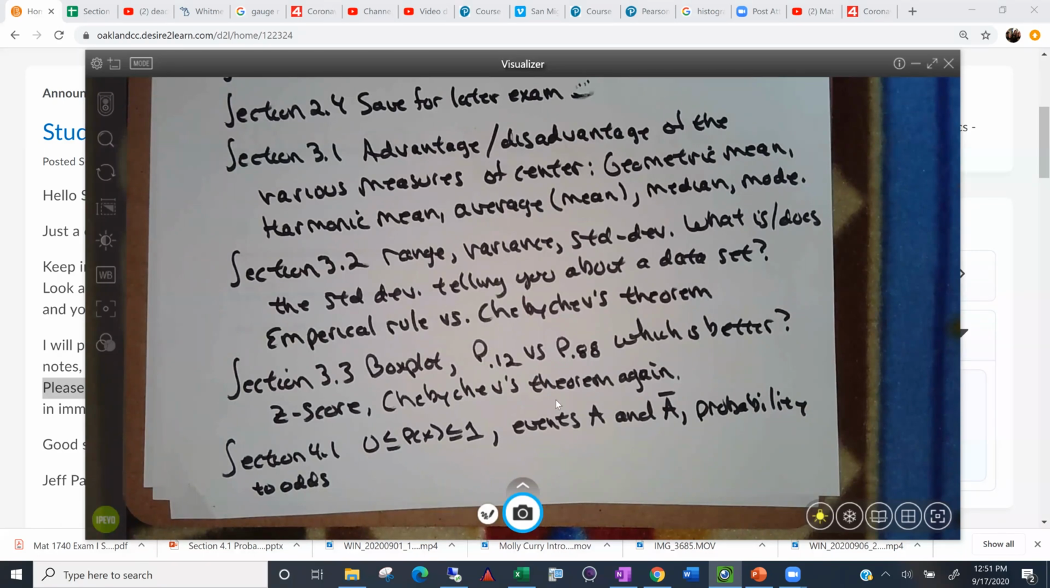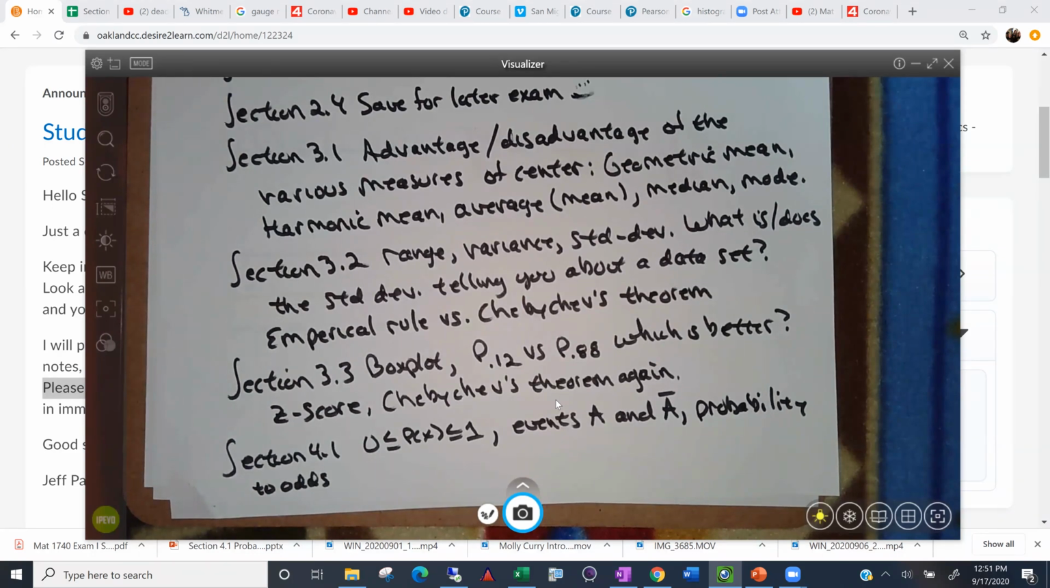Question: are we allowed to use our notes on this test or no? Yes, you can use notes. Just your notes. Notes and a calculator is pretty much all you should need on this test.